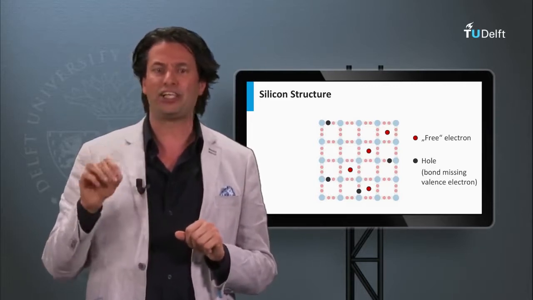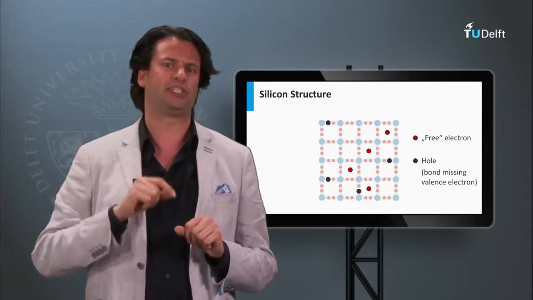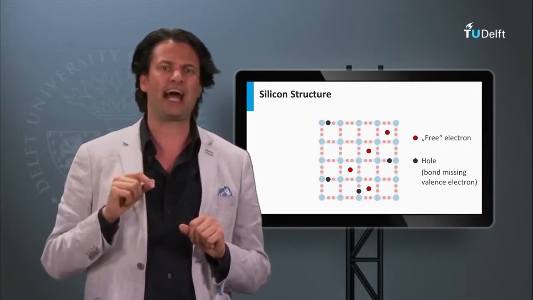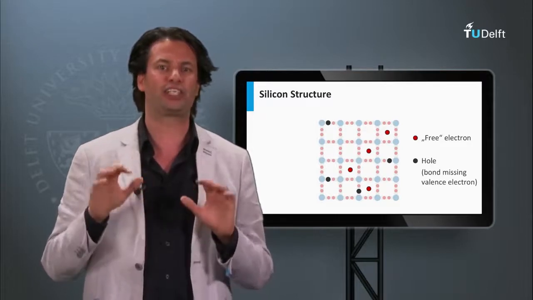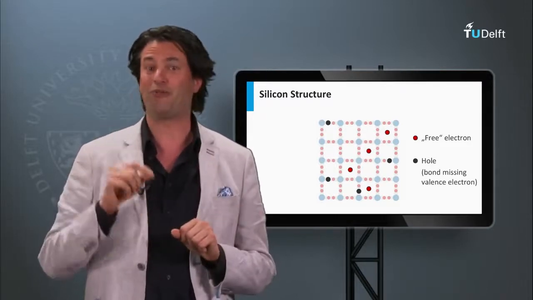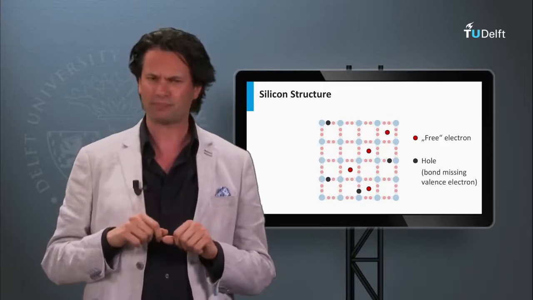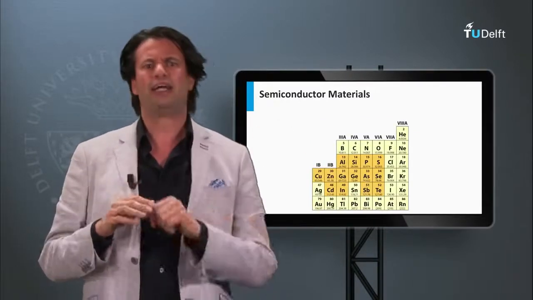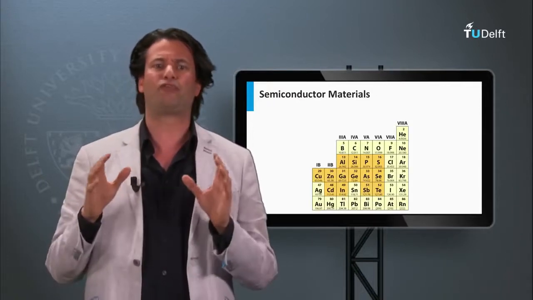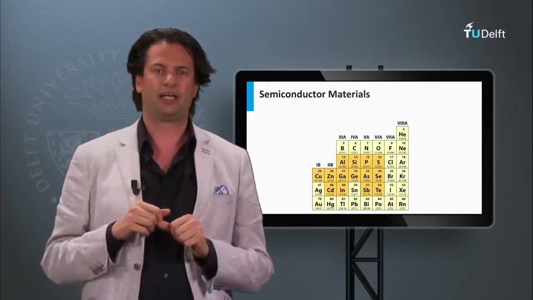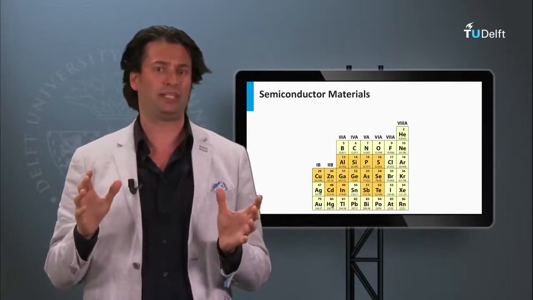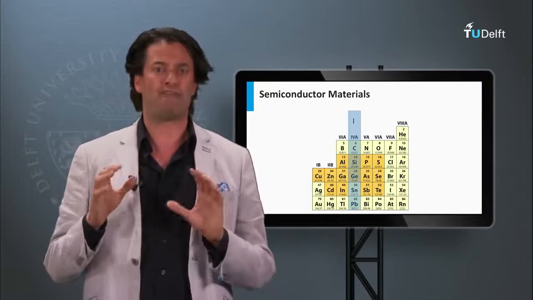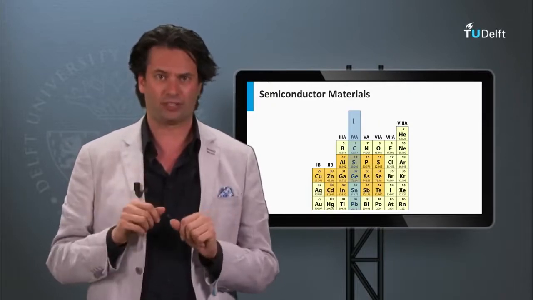We can intentionally incorporate impurities in the material. This is called doping. Doping can have a significant effect on the charge carrier density, which I will explain now. As an example, we take again silicon. Silicon is a material which has 4 valence electrons. In the periodic system, silicon is part of the column with atoms having only 4 valence electrons.